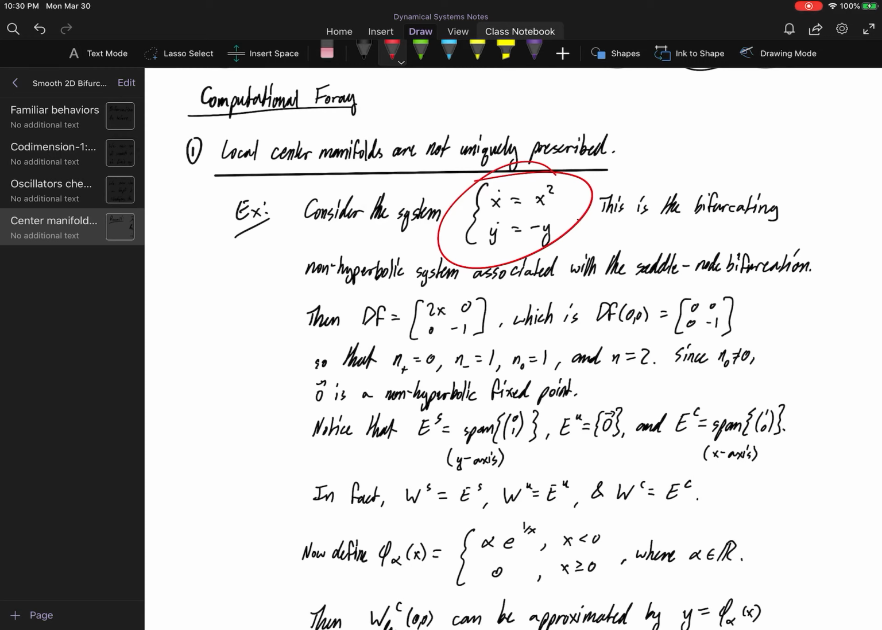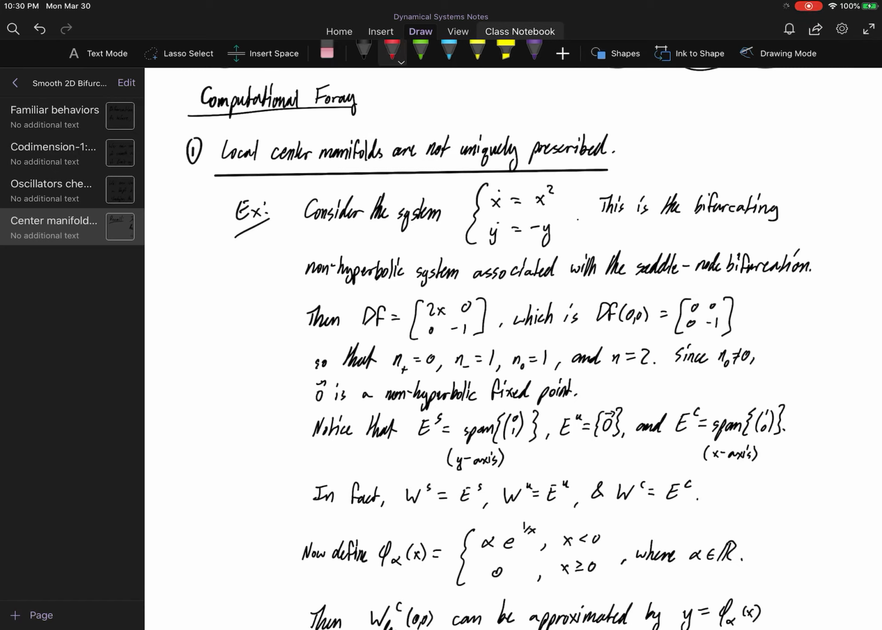Consider that two-dimensional system, and you can check. This is the bifurcating case, the non-hyperbolic system associated with a saddle node. Remember, I could do x dot equals r plus x squared, and if r is equal to 0, that's exactly the first equation in this system. So think of this as part of a saddle node bifurcation in 2 dimensions.